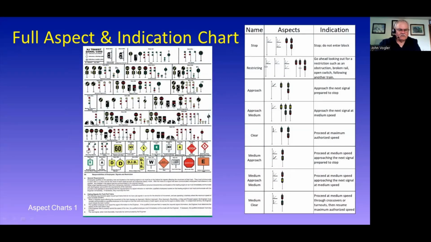Here's a real chart. This came from NJT. These are the aspects that the NJT train crews could possibly see in the course of their service. This has all the position lights, the color lights. There are no semaphores shown here because there's no semaphores left on NJT. Yes, thank you, NJT. I take credit for that.